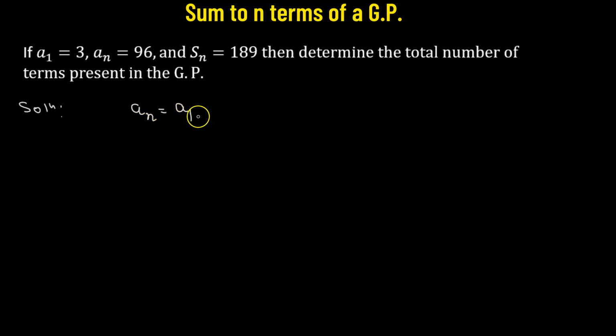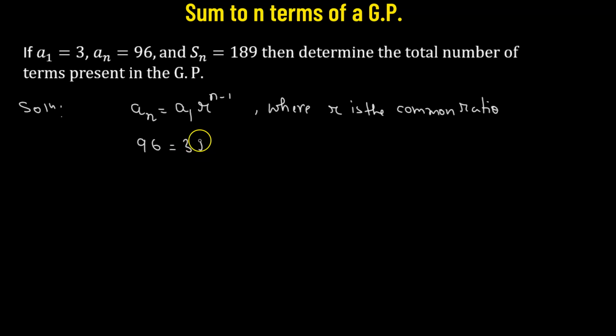Now we know that the nth term of a geometric progression is given by the first term, a1, multiplied by r raised to the power of n minus 1, where r is the common ratio. Now it's given here that the first term has a value of 3 and the nth term has a value of 96. So 96 equals 3 times r raised to the power of n minus 1. Dividing both sides by 3, we have 32 equals r raised to the power of n minus 1, or simply r raised to the power of n minus 1 equals 32. So we will be using this. Let's label this as equation number 1 for the time being.